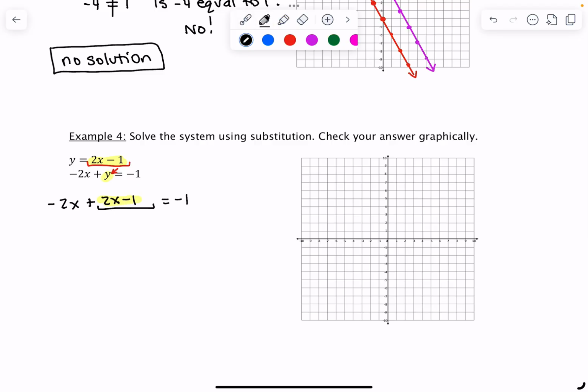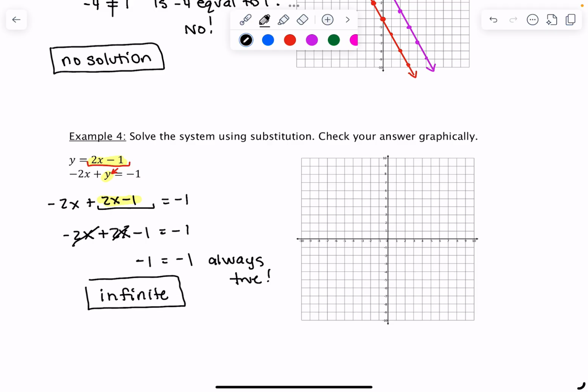I can go ahead and rewrite this without that underline to make it a little easier to see. What is -2x plus 2x? 0. So these cancel out, and I'm just left with -1 equals -1. That is always true. -1 does equal -1. So this is infinite solutions. And we've seen this before when we solved earlier in the year. Okay, if we get the same thing on both sides, it's infinite. Different things that are not equal on the other side, no solution.